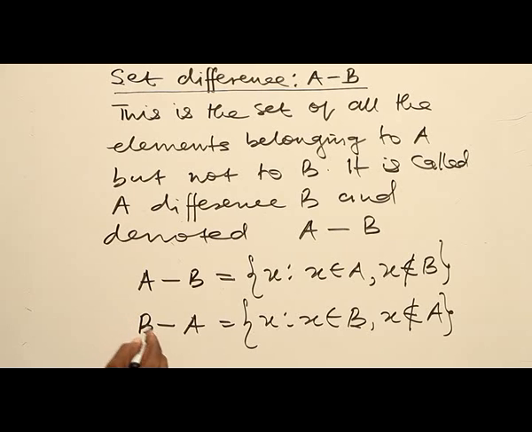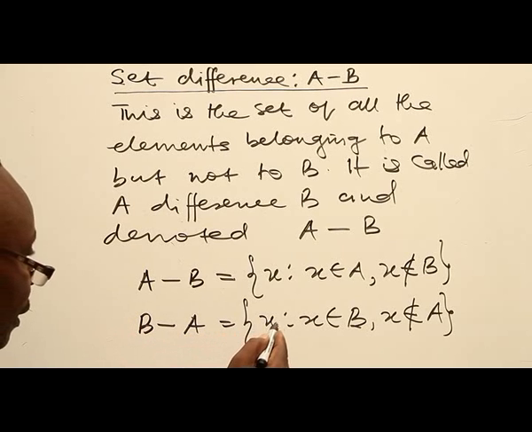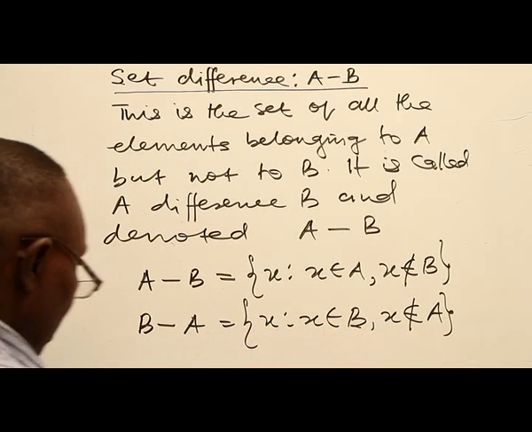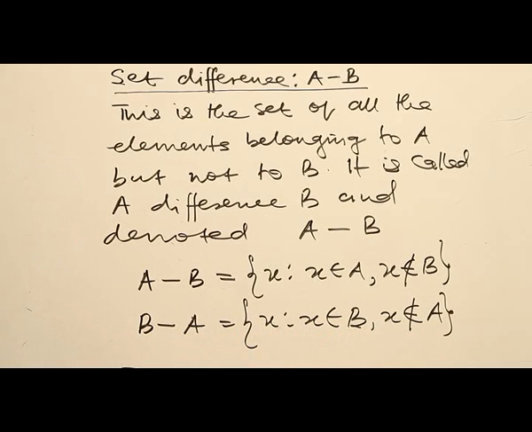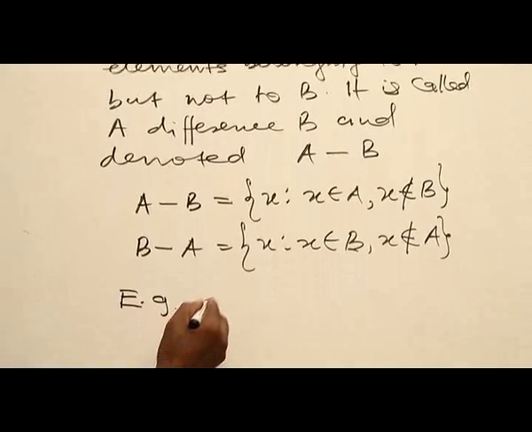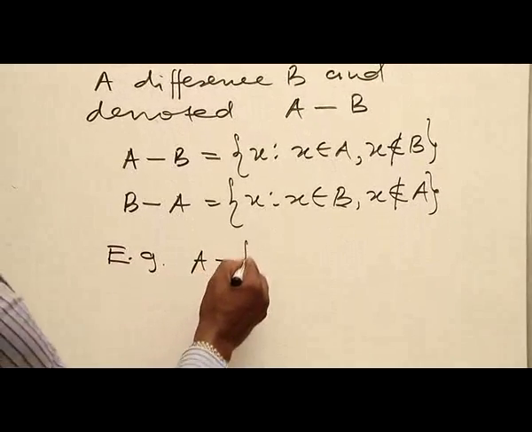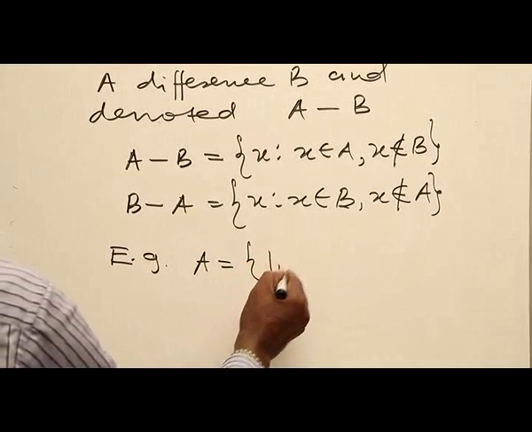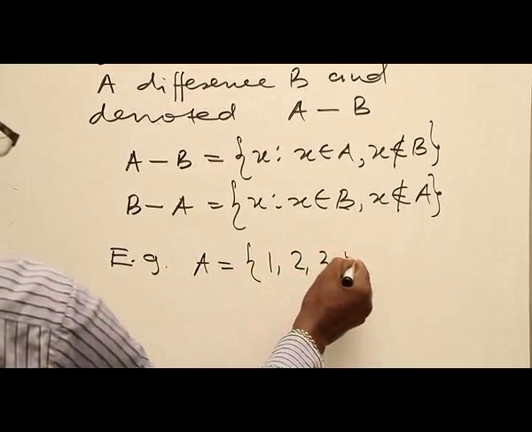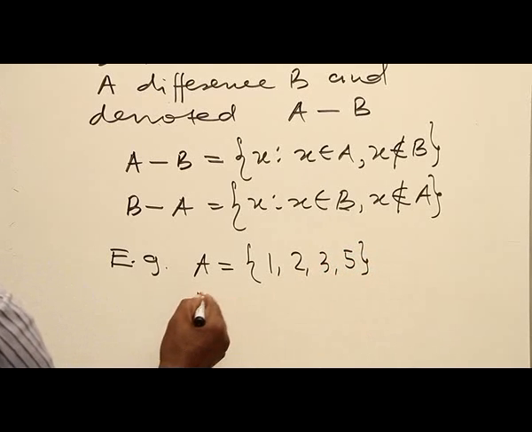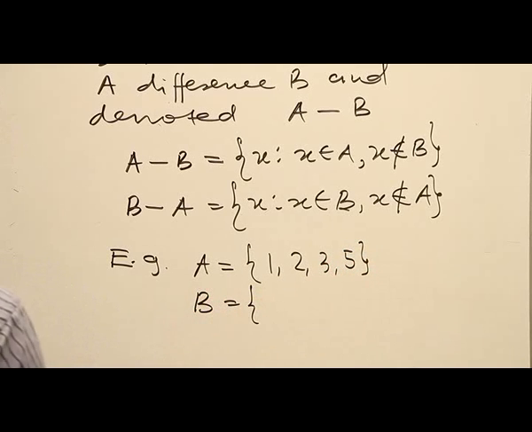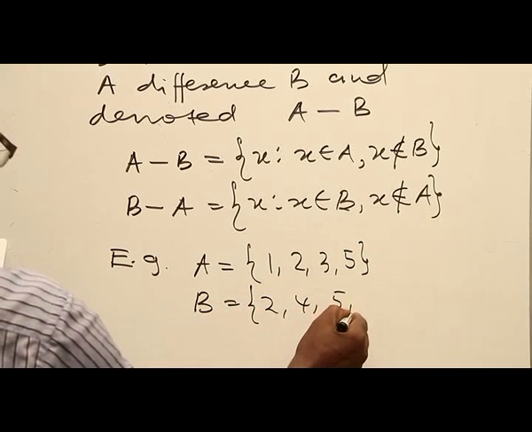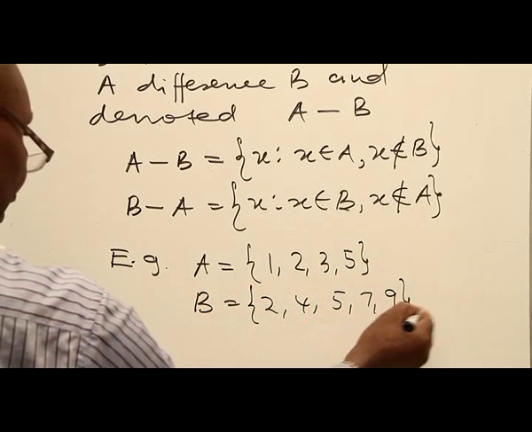Alternatively, B difference A means the elements that are in B, but they are not in A. We can take a look at an example of what we are saying. Assuming we are given a set A equal to the following elements: 1, 2, 3, 5. And we have another set B having the following elements: 2, 4, 5, 7, and 9.